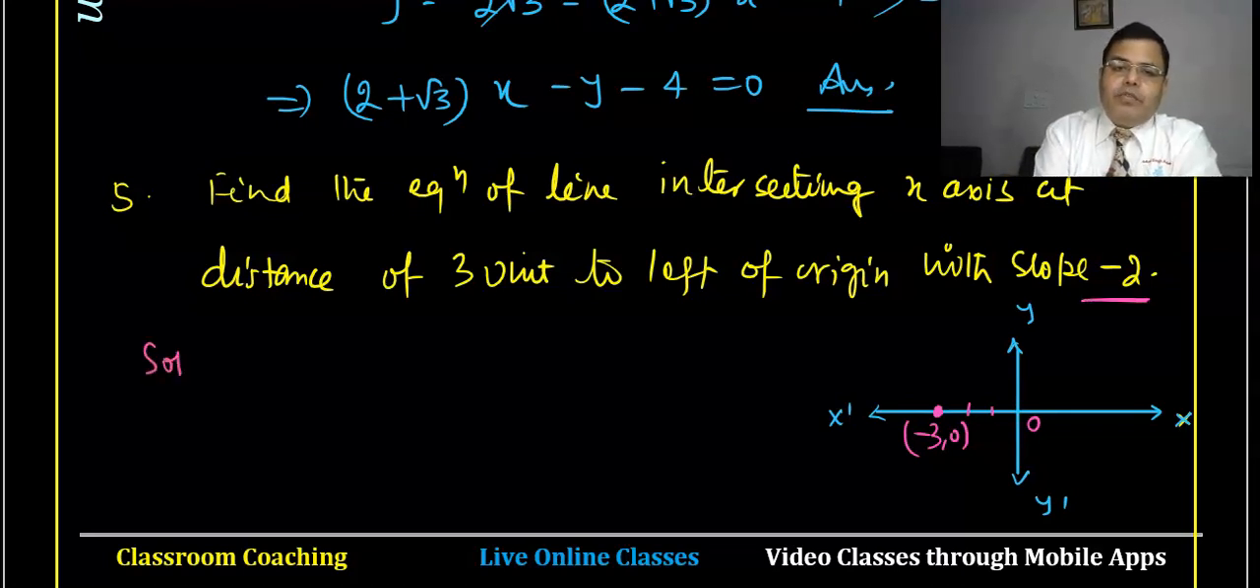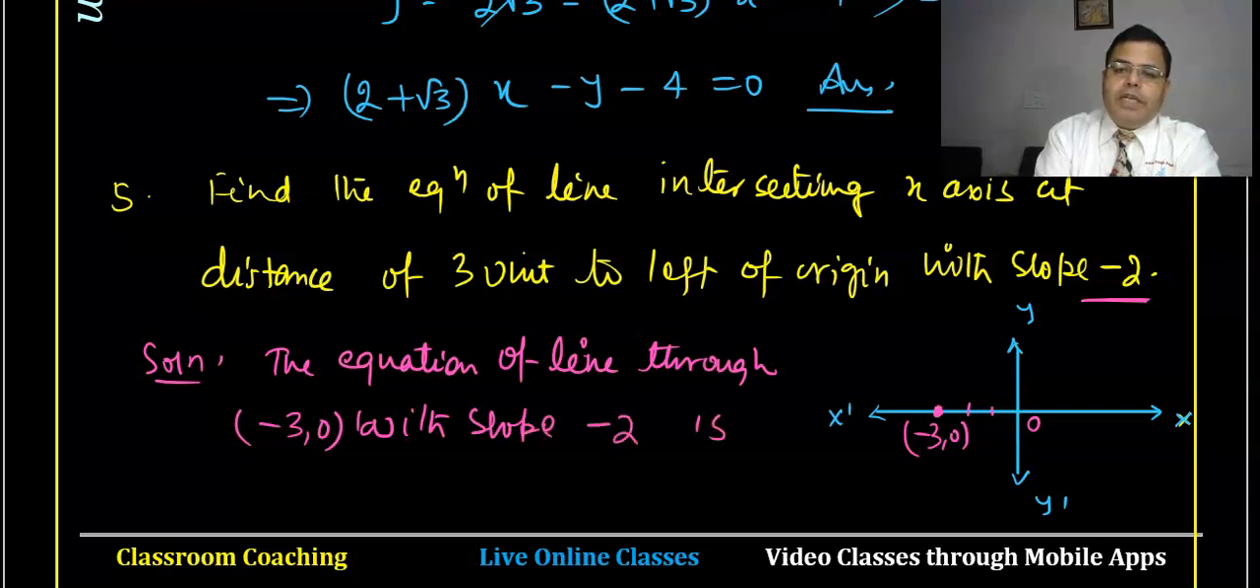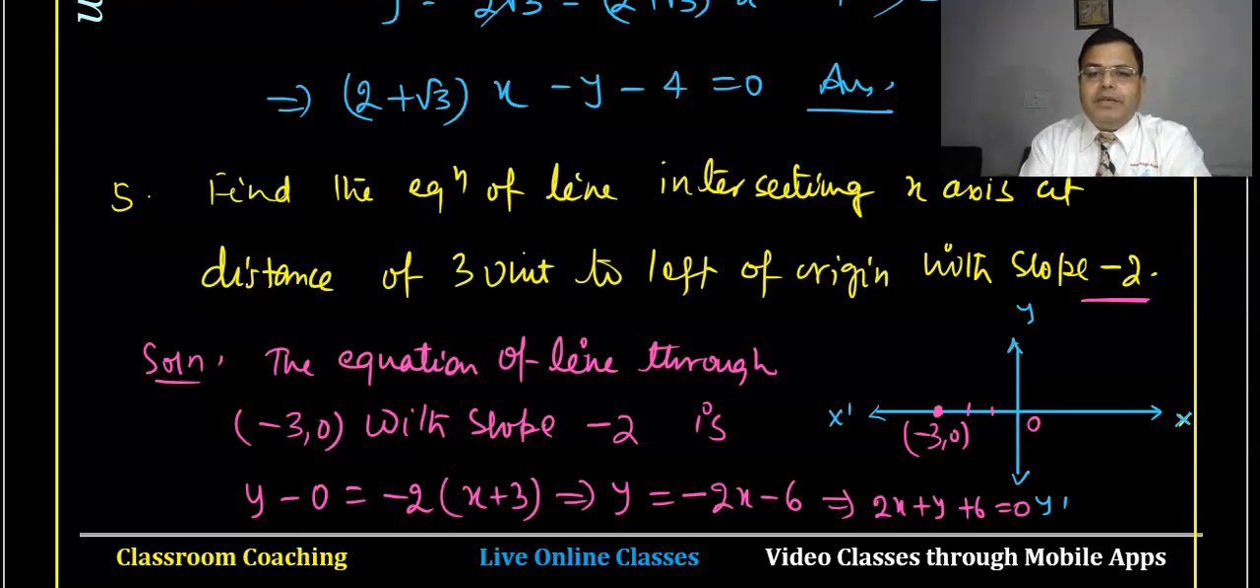So we can write the equation of the line. The equation of the line passing through (-3, 0) with slope -2 is y minus y1, that is 0, is equal to the slope m times (x minus x1), x minus (-3), that is x plus 3. So this is y is equal to -2x - 6, or 2x plus y plus 6 is equal to 0. This is the required equation of the line. I hope you got it.